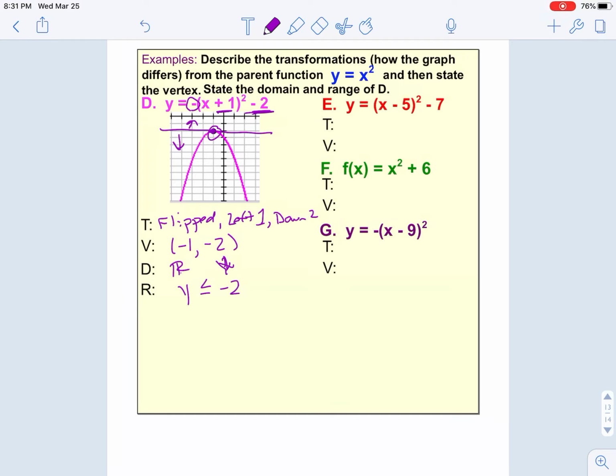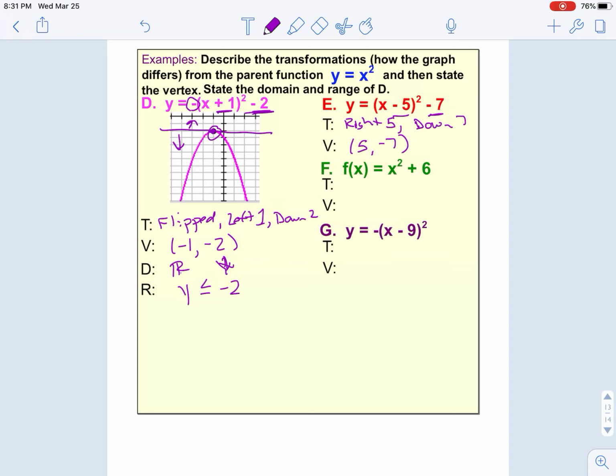All right, let's just take a quick look at these three without a graph. Inside the parentheses, -5, that's my left or right. It moves opposite of what I would think. So since -5, that goes right 5. -7 on the outside, that's my up or down. It moves as I would think, so down 7. My vertex is at (5, -7).